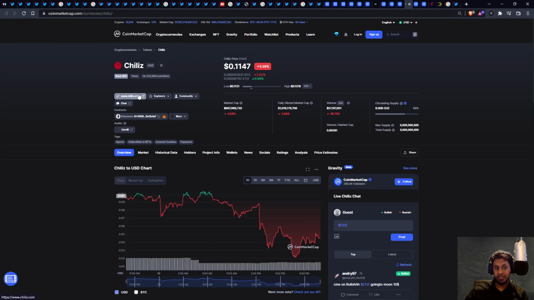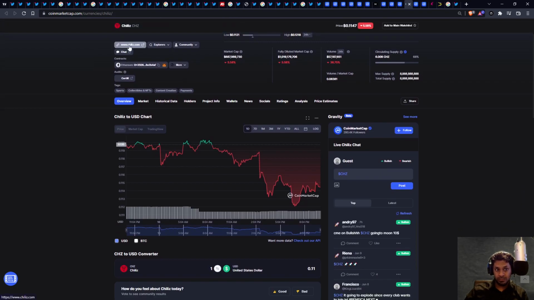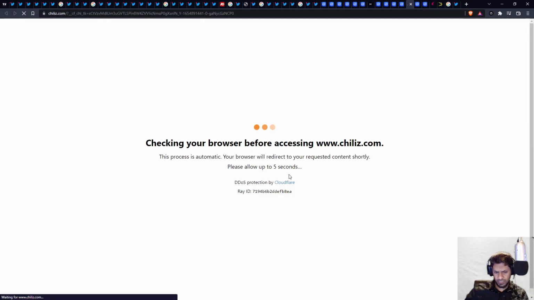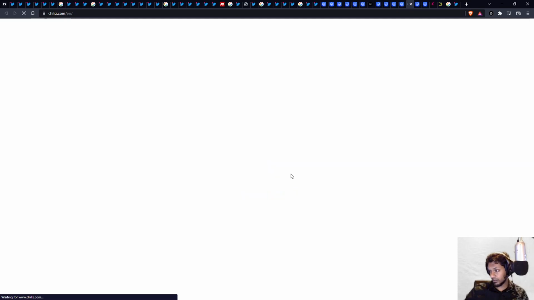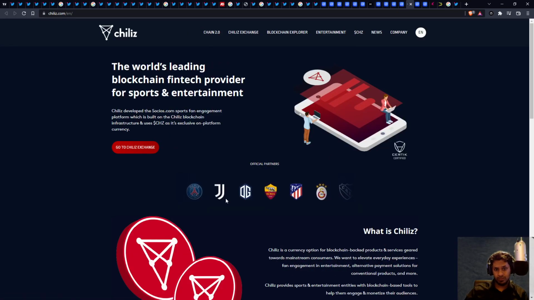Chiliz, it's penetrating the sports industry. If you go to their website, Chiliz, I bought this one. This one was below 1 cent. I didn't buy a lot, only $30, but it was still very profitable.